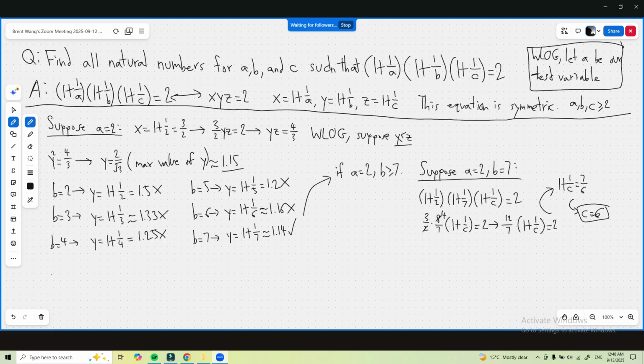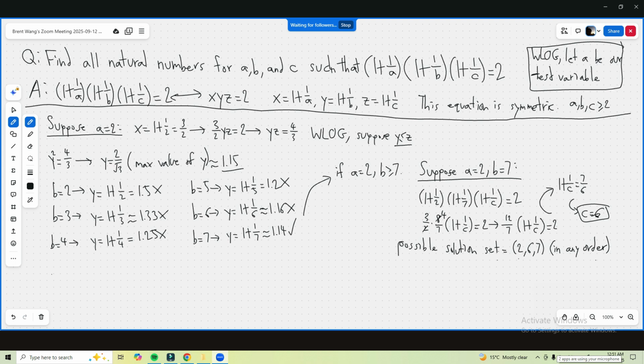So one possible solution set is 2, 6, and 7 in any order, because this equation is symmetric.